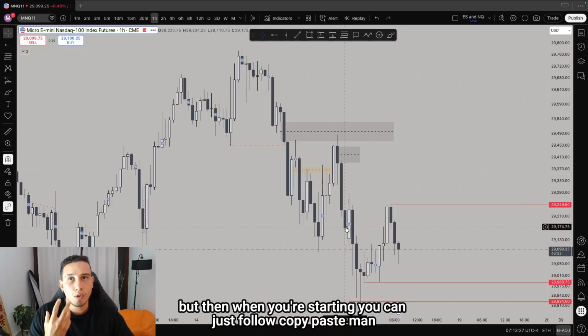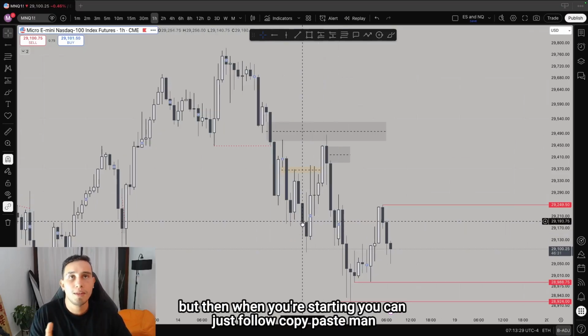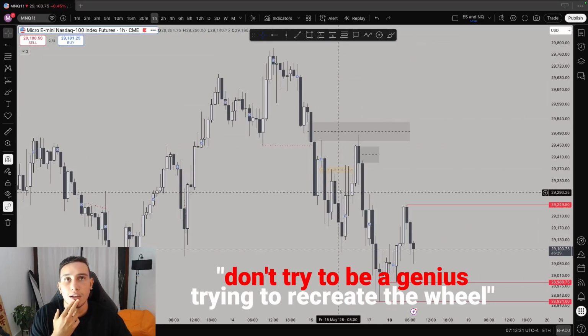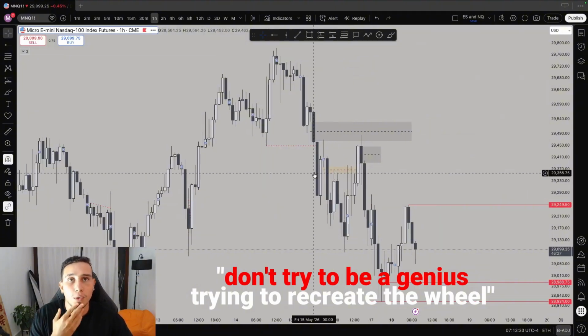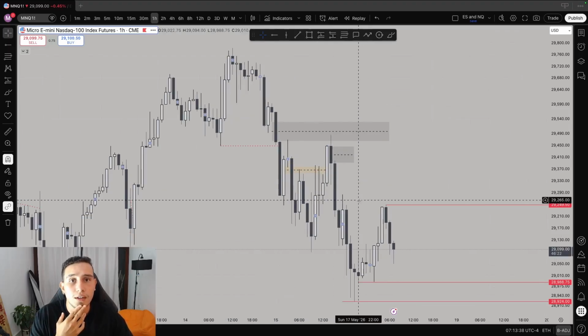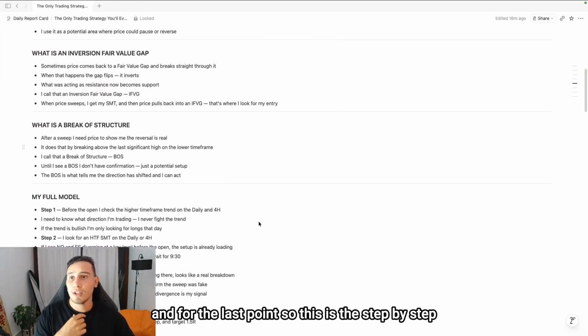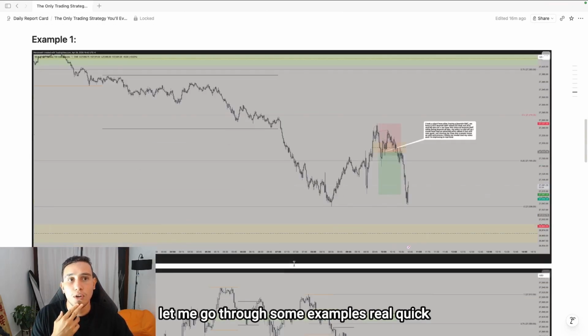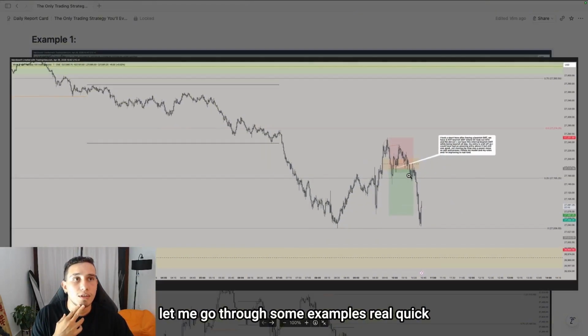This works for almost every model, but you always need to tweak it a little bit based on you. But when you're starting, you can just follow, copy, paste, man. Don't try to be a genius trying to recreate the wheel. Just copy what's working, all right? And for the last point, this is the step-by-step. Let me go through some examples real quick.